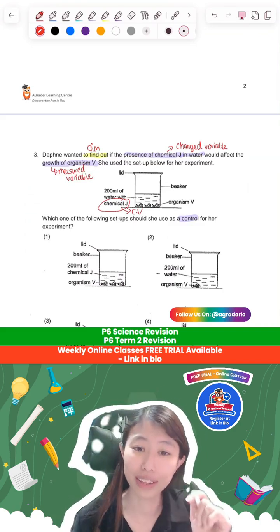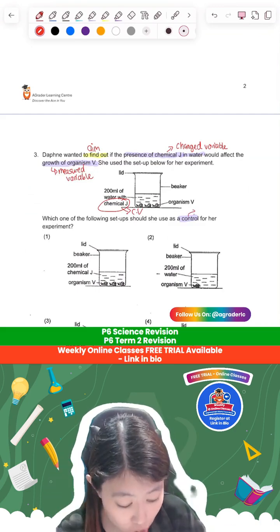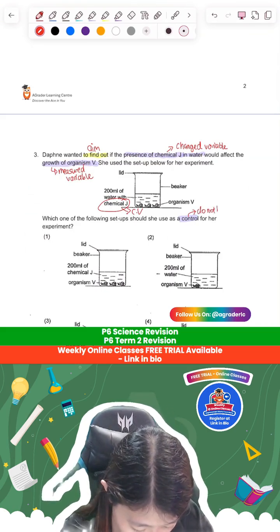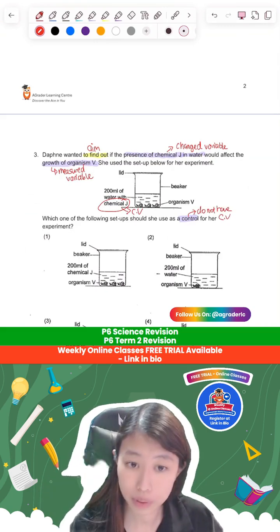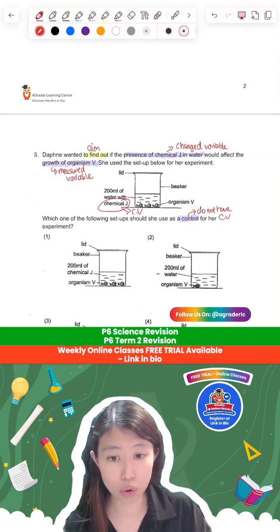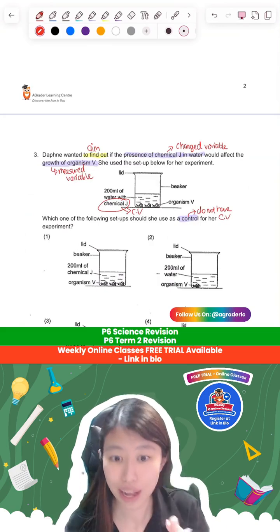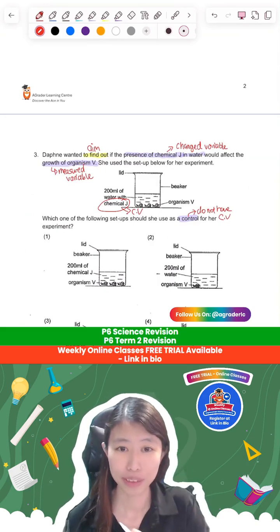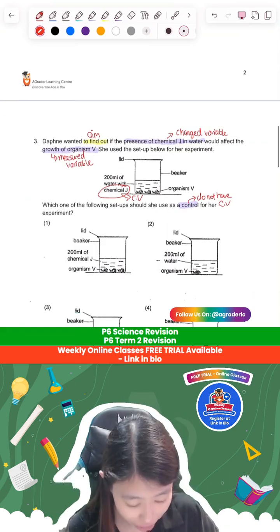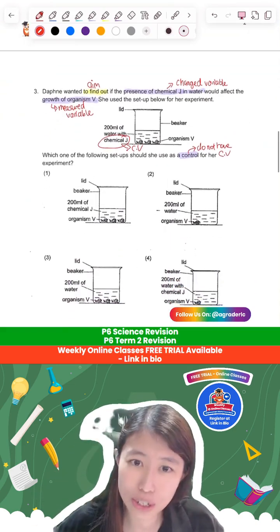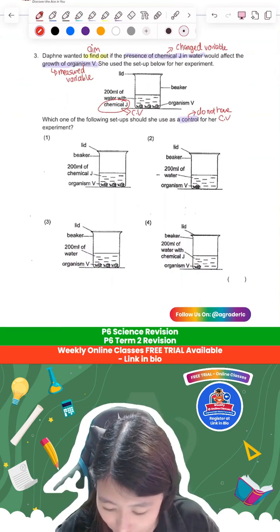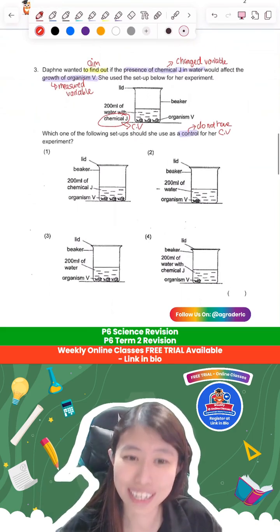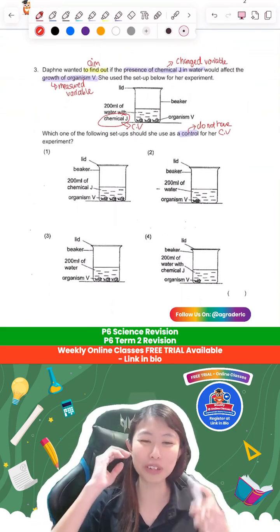Over here, take note, your control usually does not have your change variable. So for your control, you should choose the setup that has everything the same, but does not have chemical J at all. So which one did you all choose just now? I saw some of you send 3. What about the rest of you? Is it 3? I'm showing you the diagram now. The question is too big to show everything in one go.